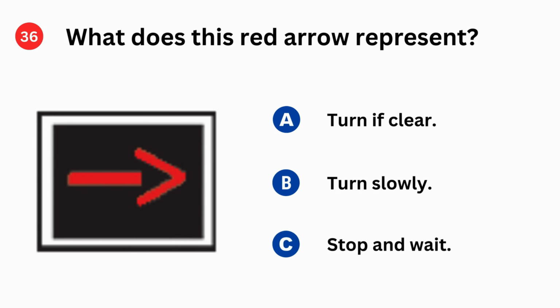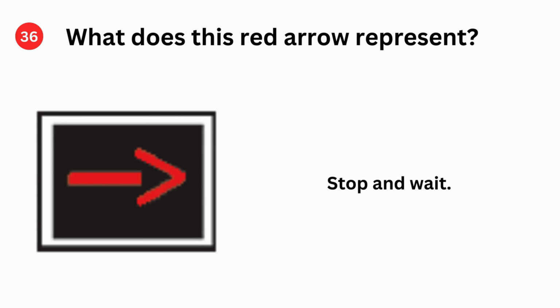What does this red arrow represent? A, turn if clear. B, turn slowly. C, stop and wait. Correct. It is the stop and wait sign.